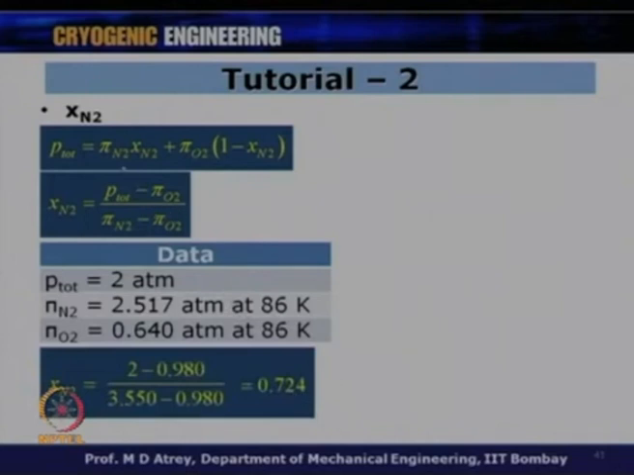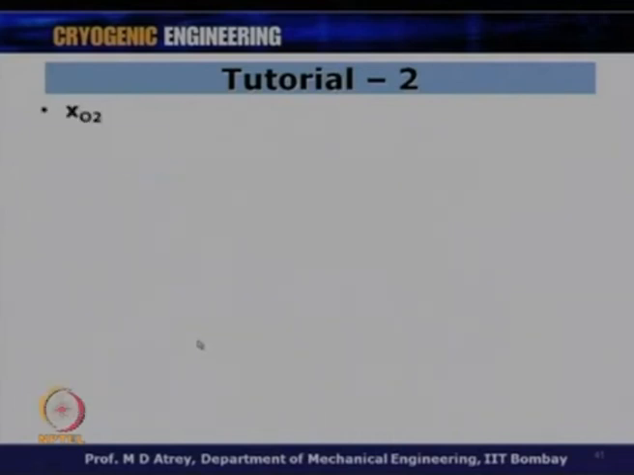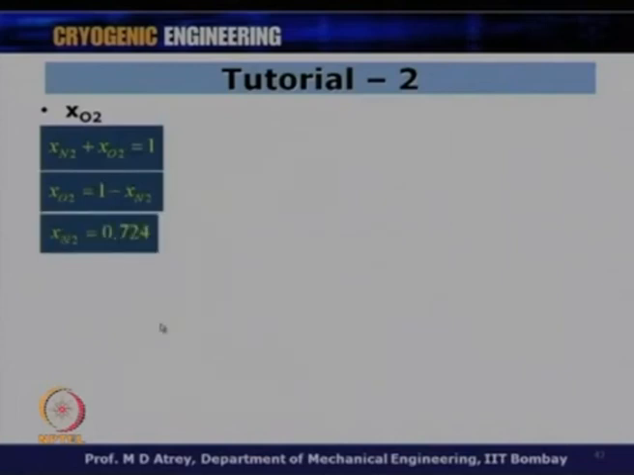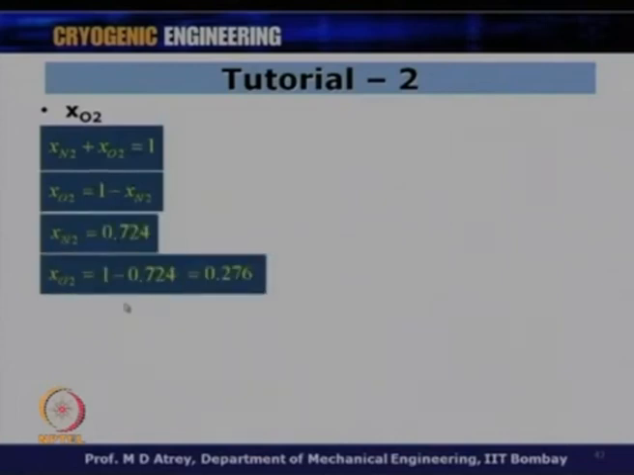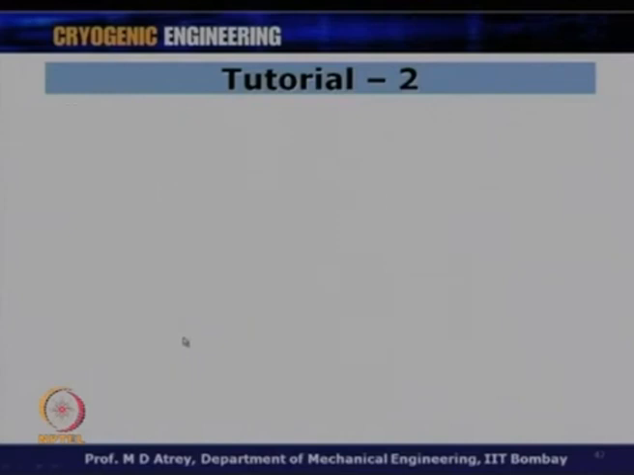All right. So, what I know is the vapor pressure of nitrogen and the vapor pressure of oxygen at 86 Kelvin, and I can compute the value of x N2 depending on P total and the vapor pressures over here. So, I get x N2 equal to 0.724. Similarly, x O2 is 1 minus x N2, so x N2 is 0.724 and x O2 is 0.276.